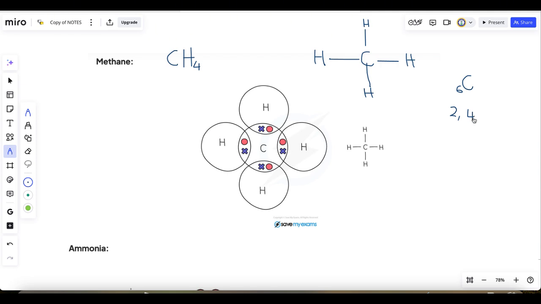So what it means, this carbon, since it's bonding on all 4 sides, it will give 1 to the top with hydrogen, 1 to the left with hydrogen, 1 to the right with hydrogen, and 1 to the bottom with hydrogen. All the 4 atoms in the outermost shell, it will give them out, right?